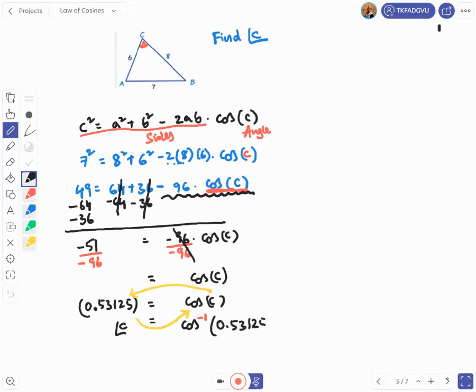0.53125 comes here. Now you may use a Desmos calculator using the keyboard. You can type the exponent -1. Here I'm using my TI-84 calculator. Cos inverse 0.53125 equals 57.91 degrees. Okay. Let me try to use the Desmos calculator.